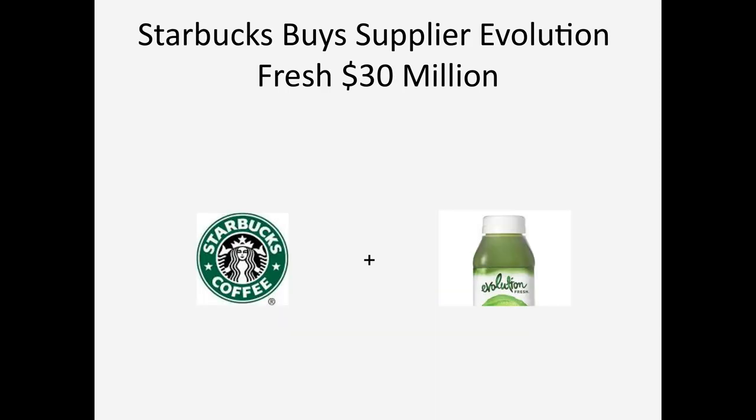Sometimes companies buy other companies to control their supplier resources better, to control their supply chain better, which is why Starbucks bought Evolution for $30 million recently. Evolution was the maker of those great natural fruit juices and so forth, and Starbucks wanted to have more control over that supply chain and therefore purchased that company as opposed to buying from them as a supplier.